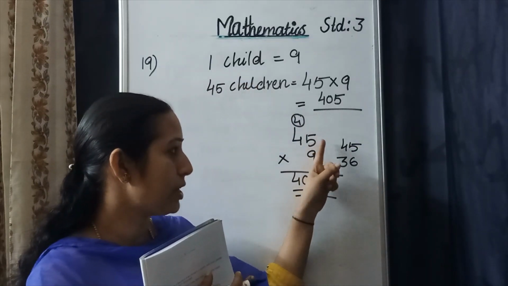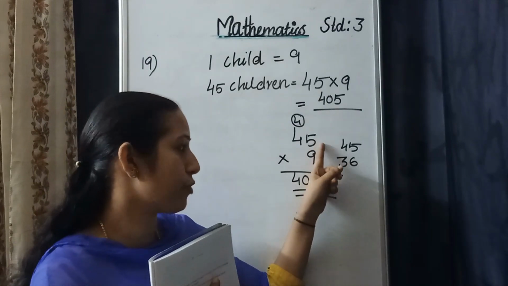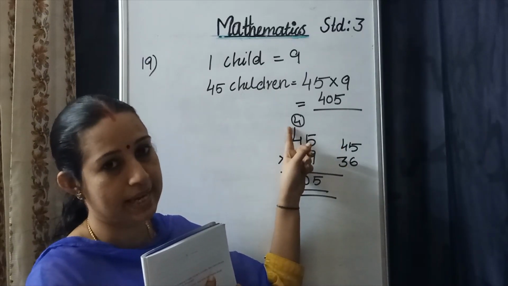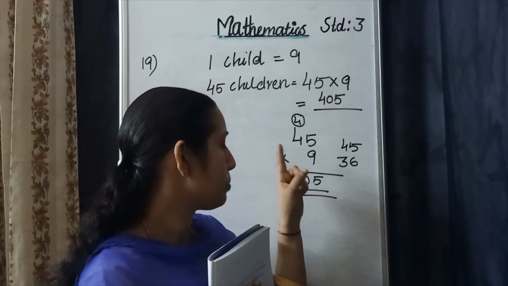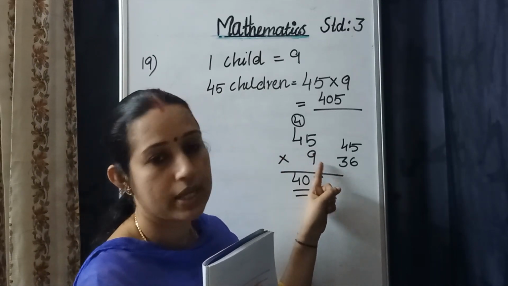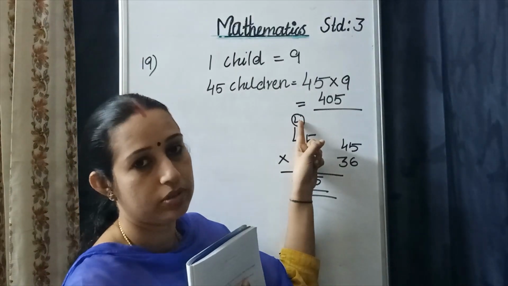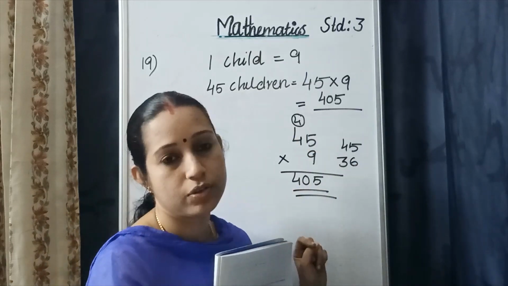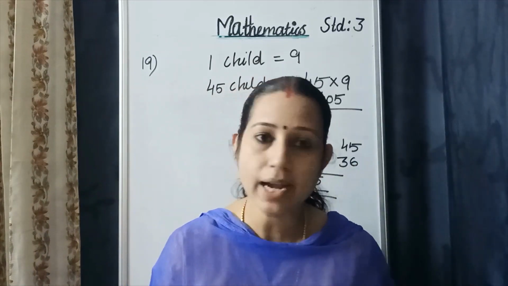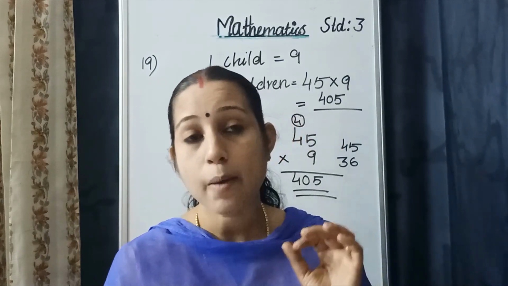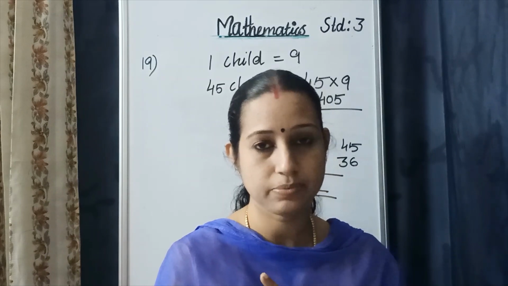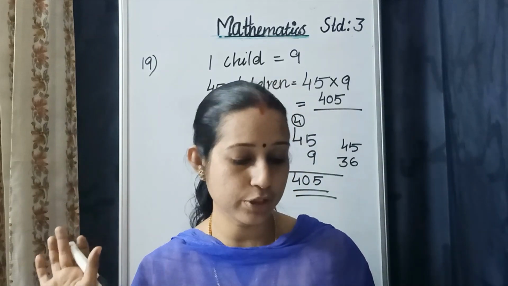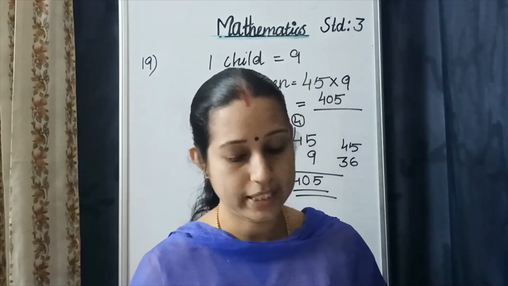How? First, to multiply a 2 digit number by 1 digit, we start from the ones place. 5 nines are 45. 5 we write and 4 we forward to the next place as the carryover. Now multiply the tens place. 4 nines are 36, and we add the carryover to this answer. So 36 plus 4 we get 40. So the answer is 405. Then the statement: number of notebooks carried by one child is equal to 9. Next, number of notebooks carried by 45 children is equal to 45 into 9. Okay, question number 20.